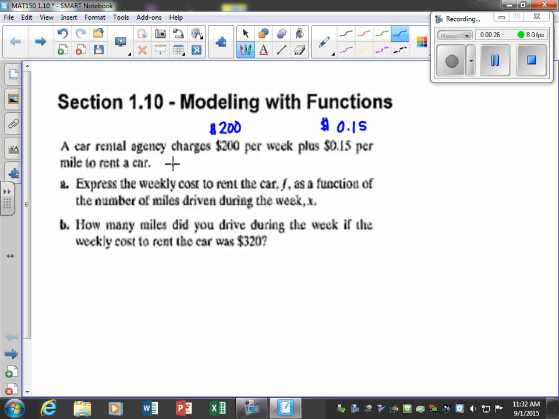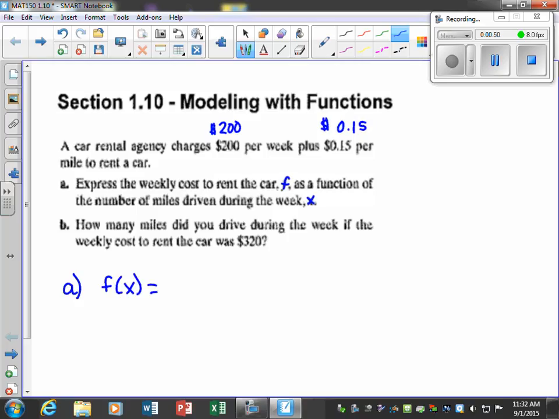So basically, we're given some information. We want to express the weekly cost to rent a car, this is an f, as a function of the number of miles driven during the week x. So basically you want an f of x function. You're going to describe to me with the given information, express this in function notation.